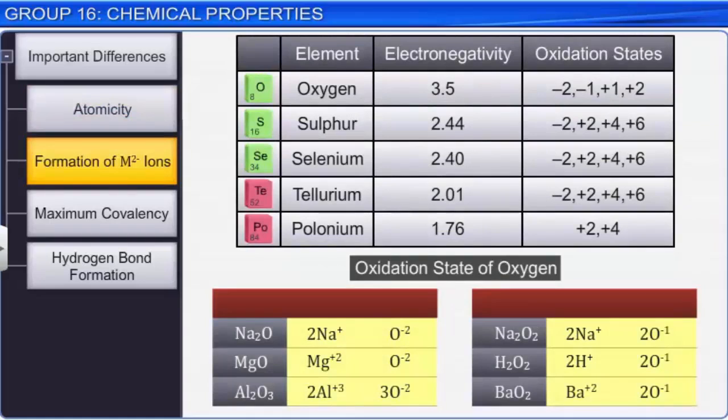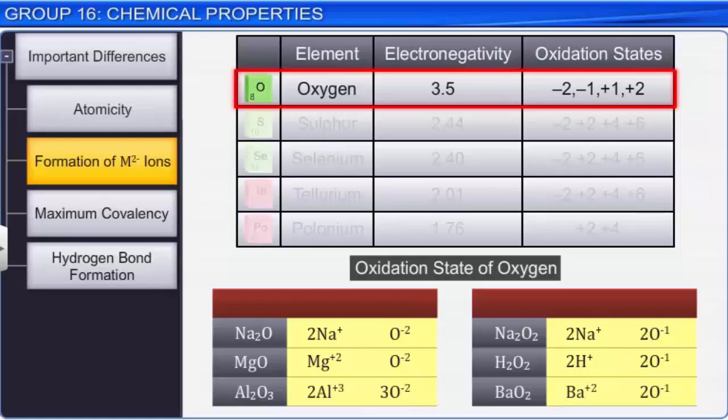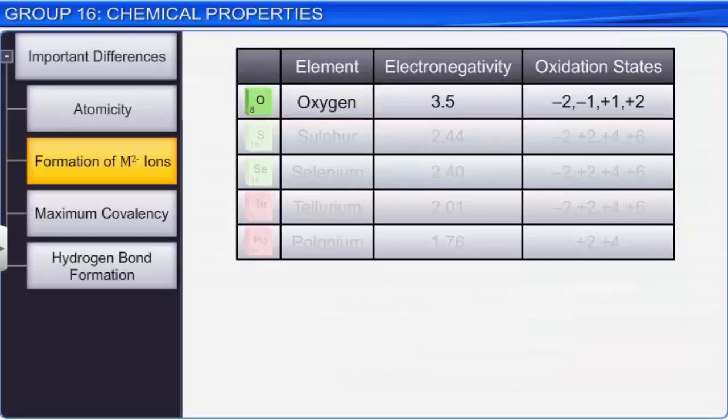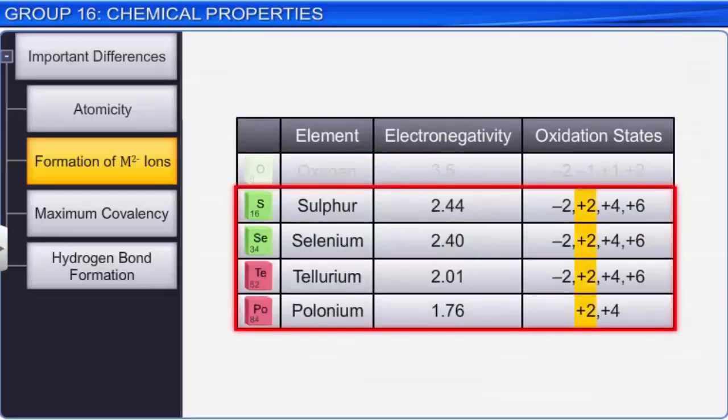Formation of M2- ions. Oxygen, due to its high electronegativity, shows negative oxidation state and does not show any positive oxidation state except in oxygen difluoride and dioxygen difluoride. The other elements show +2, +4 and +6 oxidation states in addition to -2 oxidation state. Polonium does not show minus oxidation state.